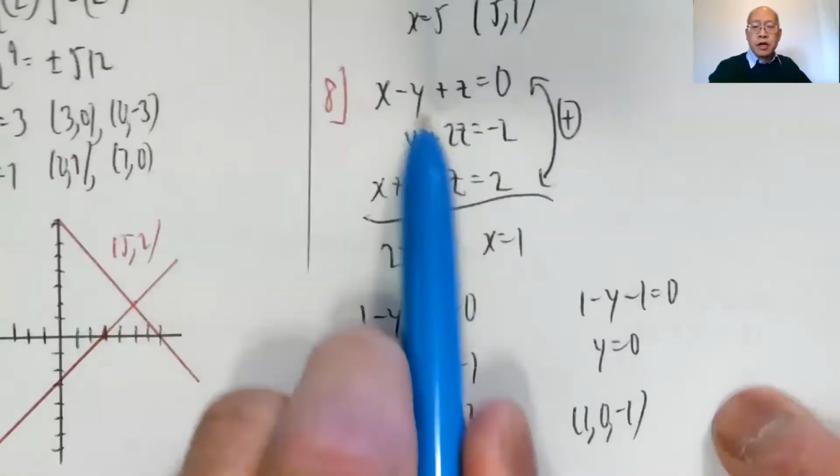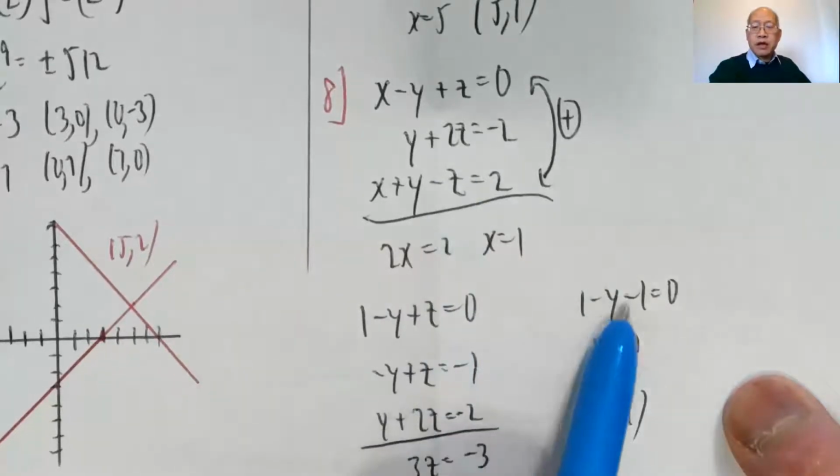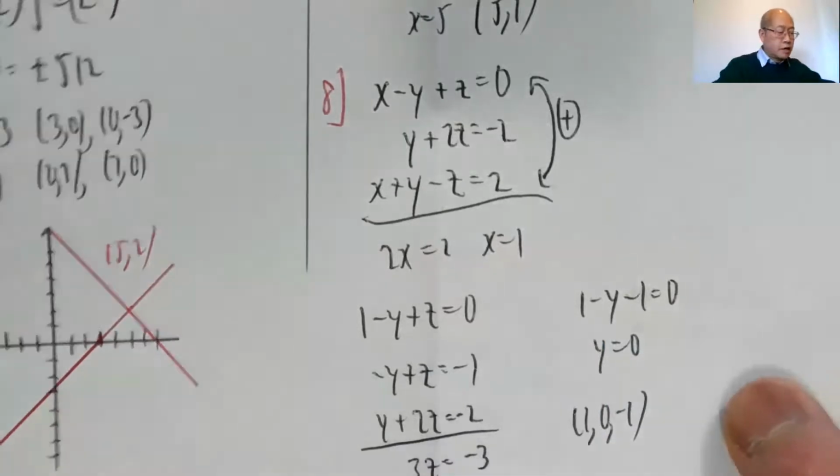Since z is negative 1, I put that back into any equation. I put it in the first one. So x is 1. Z is negative 1. So I have 1 minus y minus 1 is 0. That means y is equal to 0. So the point is 1, 0, negative 1.